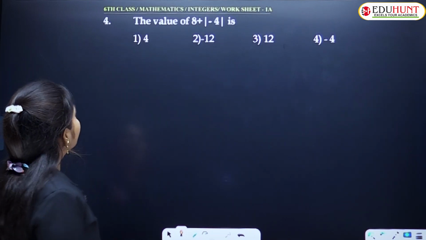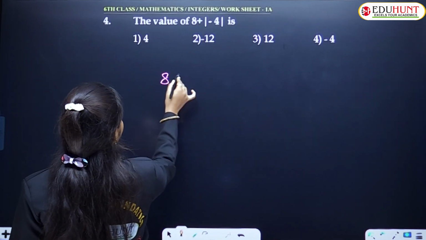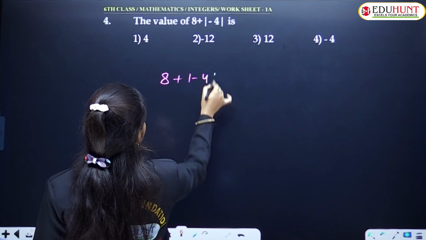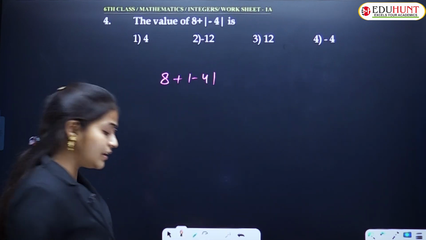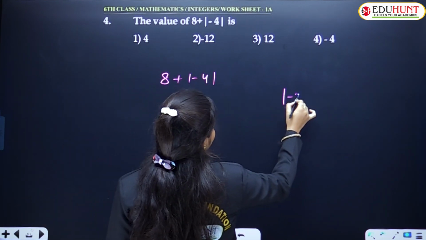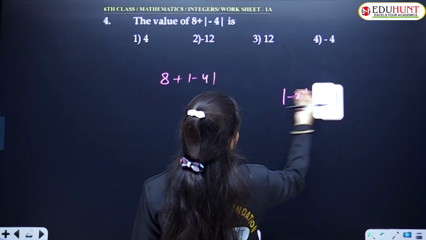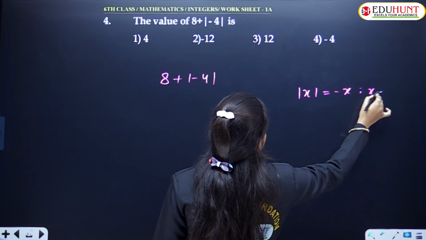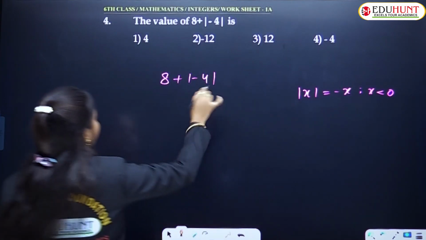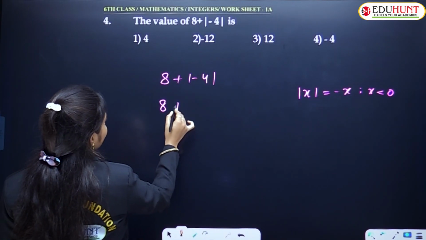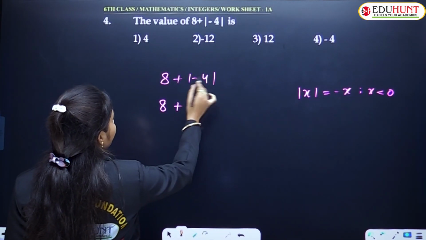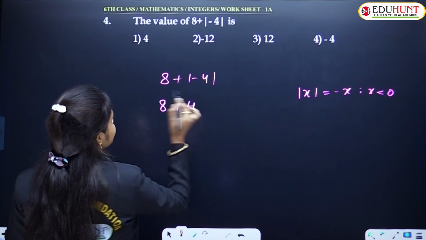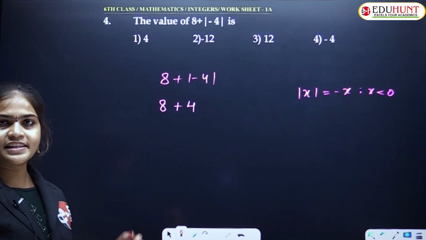Next, the third one. The absolute value of 8 plus of minus 4. Already I told you that modulus of minus x is equal to modulus of x, which is equal to minus x when x is less than 0. So here also the same condition we have to apply, no? So here minus 4 becomes plus 4. Modulus of minus 4 is plus 4.